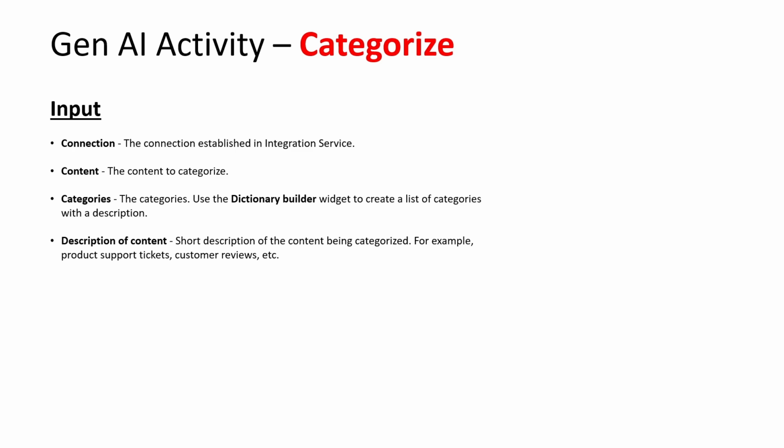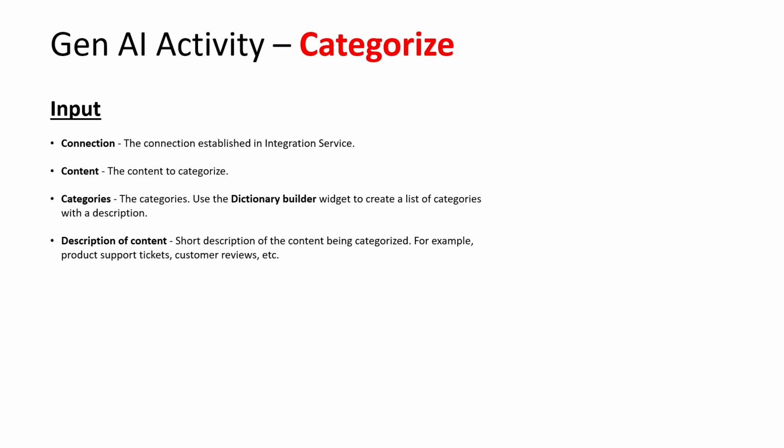The third thing here is the categories. Here you will define the number of categories that you want that particular content to be categorized into. It could be HR, it could be sales, it could be inquiry, these kinds of categories that you can define in this particular field.